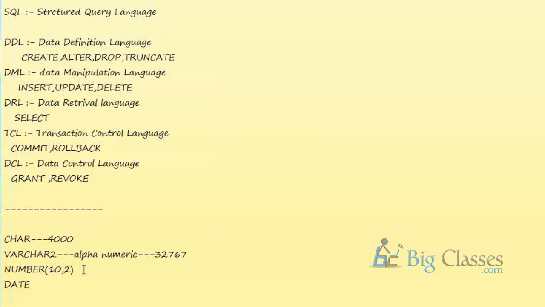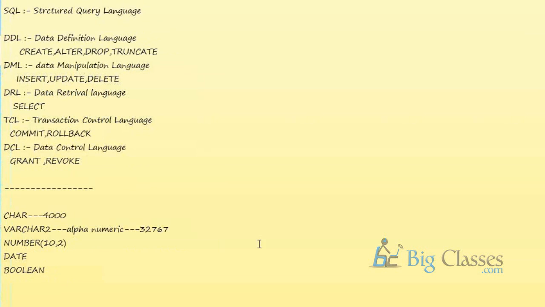So the date data type stores the calendar. Whenever you want to store today's date, yesterday's date, or information like when the employee has joined the organization, all these kinds of date information, we'll use a date. And there is also another one called a Boolean, which we'll use very rarely. Boolean stores a value like true or false. These are the different data types which are available in the Oracle database.